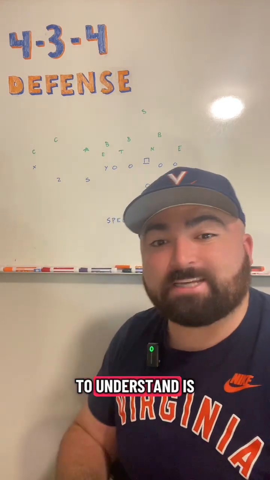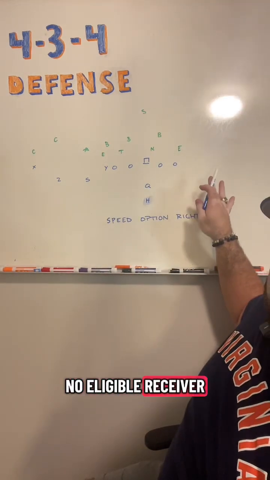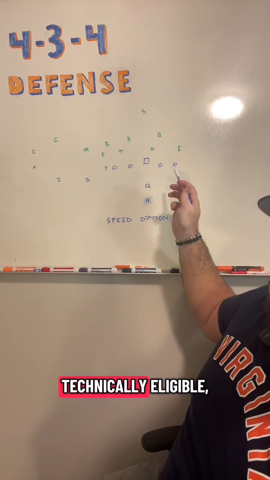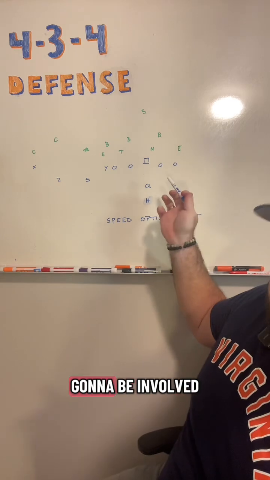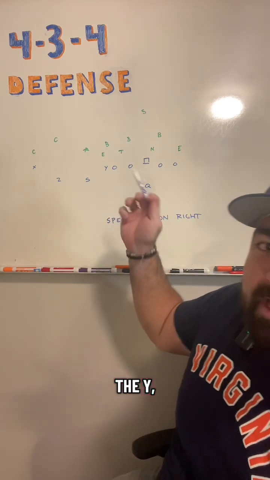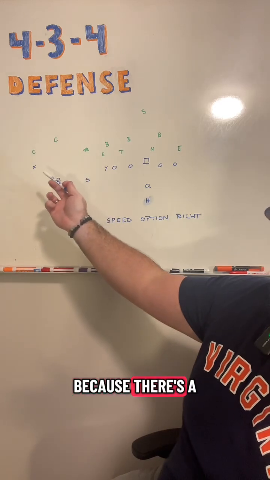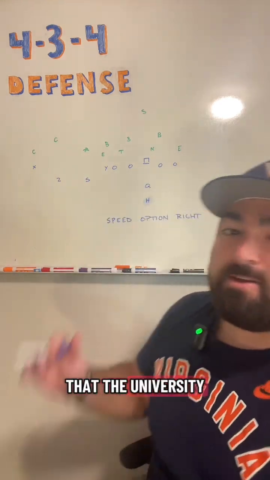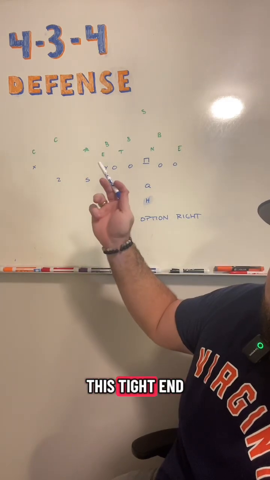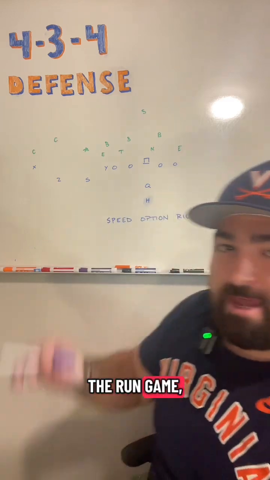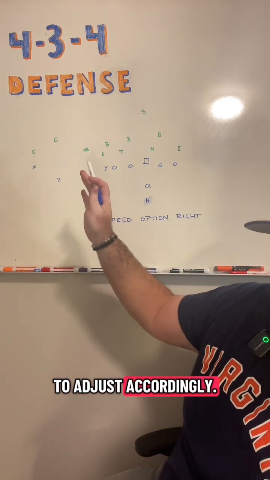The other thing to understand is that there is no eligible receiver on this side of the formation. There's no receiver. This tackle is technically eligible, but he's not going to be involved in necessarily any passing plays. This tight end right here, the Y, he is ineligible because there's that X receiver who is on the line of scrimmage. So that means that the University of Virginia has intentionally made this tight end ineligible to receive a pass, but because he's a threat in the run game, the defense has to adjust accordingly.